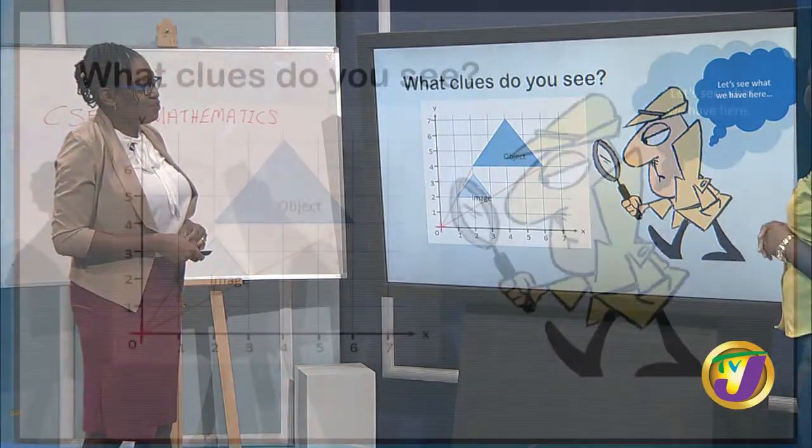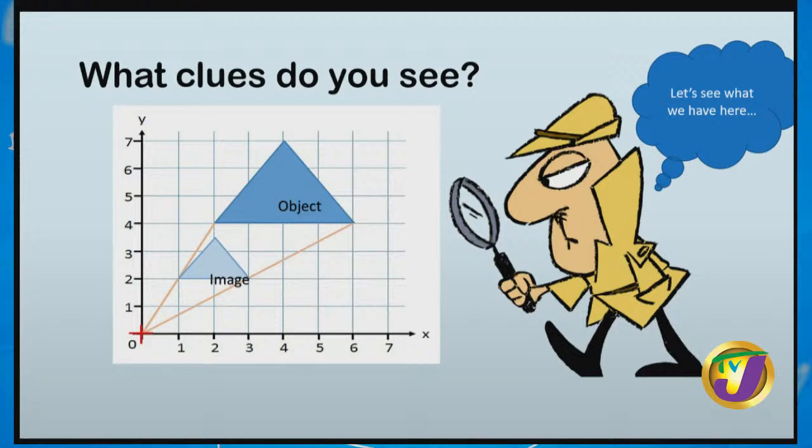Okay. So here's our next example. We have our object and image, and notice the object is larger than the image in this case. What else do we notice right here? Also noticing that for both objects, corresponding points are going to a particular location in the origin. X marks the spot.